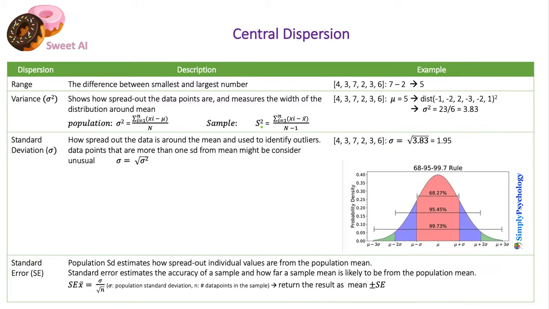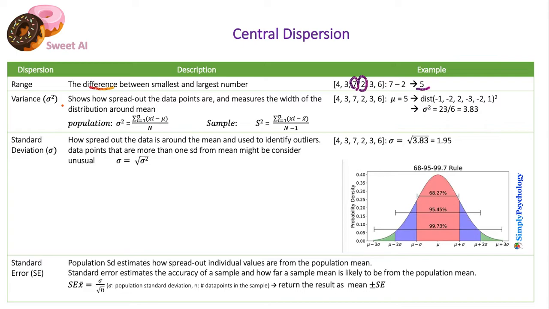Now let's talk about central dispersion measures. So range. Range is the difference between the smallest and largest number. So the largest number that we have here is 7 and the smallest is 2. So the difference between these two is the range.